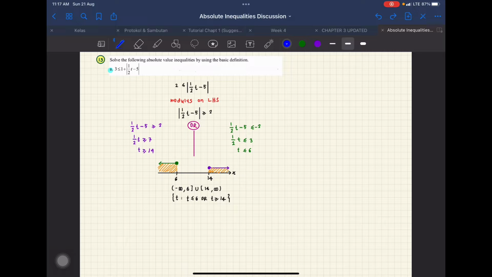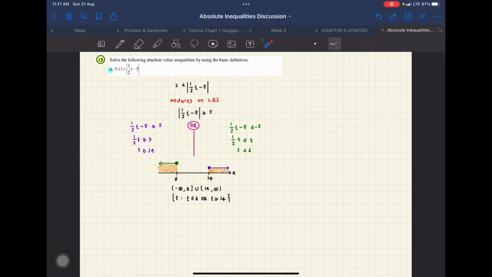Tak kisahlah dia inequality ke, equation ke, tapi kalau dia absolute value, so untuk awak solvekan dia, you need to make your absolute on the left hand side. You need to bring your absolute on the left hand side. So kita punya aim, kita nak bawa dia ke sebelah kiri. Okay, so saya dah tulis dekat sini, we want the modulus on left hand side, we don't want it on the right. Kenapa saya tak nak letak dia dekat sebelah kanan?